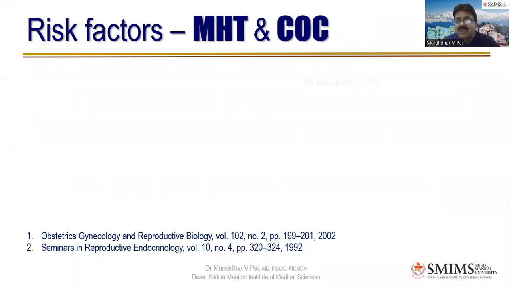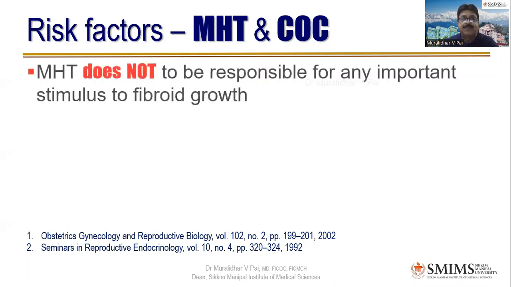Then risk of MHT. What do you mean by MHT? Menopausal hormone therapy. That is the new name. It's not a brand new name. It's been there, but we have been used to calling it HRT. HRT simply means hormone replacement therapy. That may be done even in a younger age group also, isn't it? In case of especially Turner syndrome, you may give hormone replacement therapy. So MHT specifically means menopausal hormone therapy and COC, the combined oral contraceptive pills. Whether they will increase the fibroids, let's see. MHT does not seem to be responsible for any important stimulus of fibroid growth. Okay, thank God.